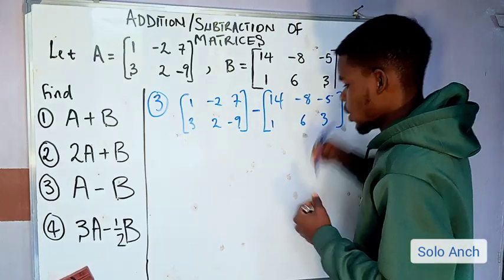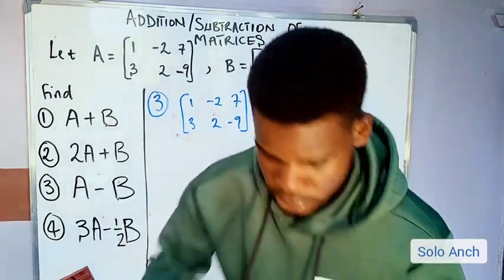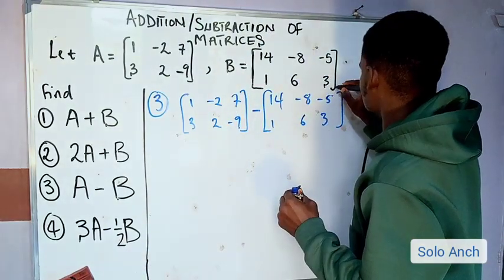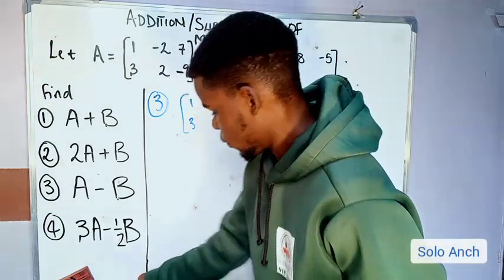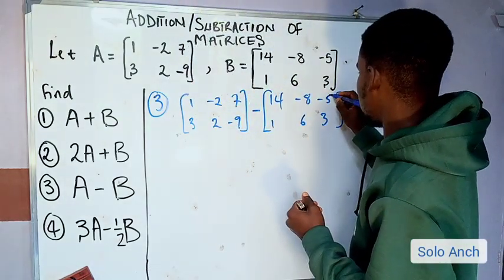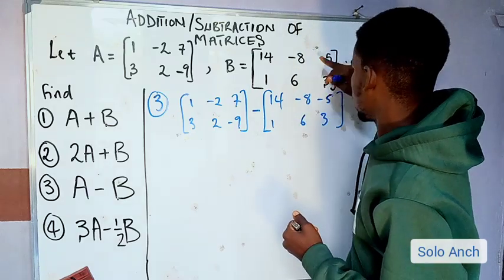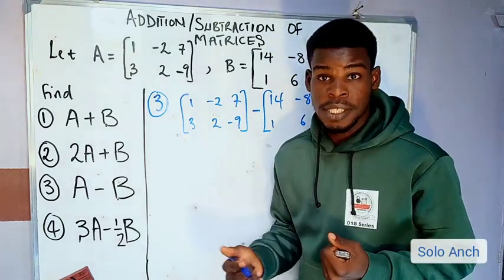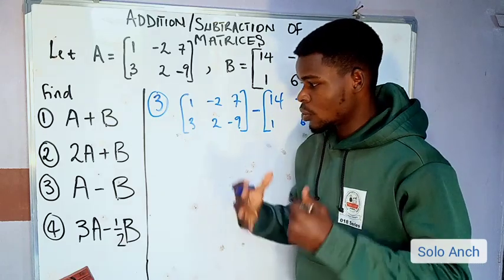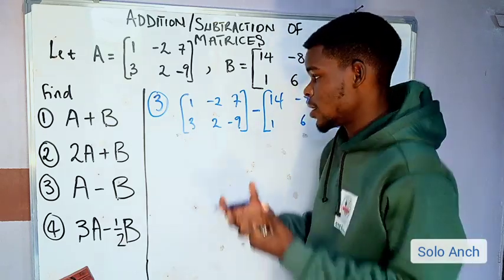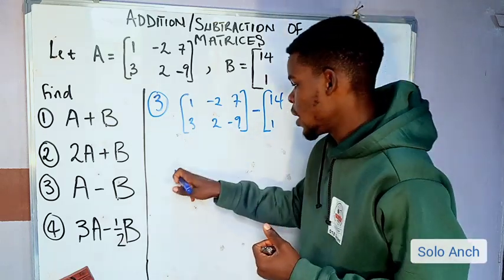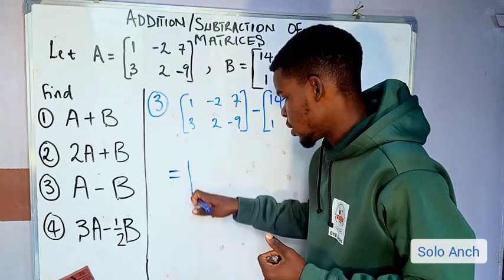All right, let me clean this a little bit. Okay, so we have -5 here. Where's the matrix B? Okay. Yeah, now we want to subtract, of course, the same way we do addition, all right? You're going to do subtraction the same way, just that here we'll be subtracting. So you'll be subtracting the corresponding entries from each other.